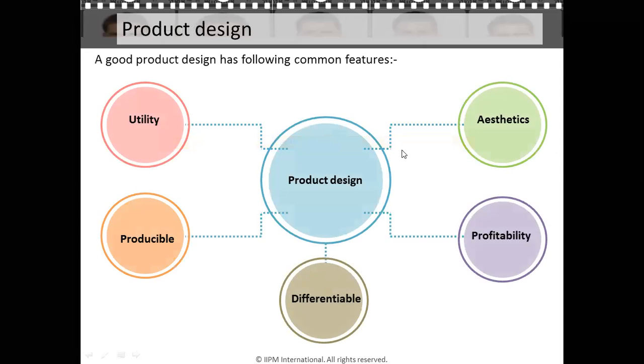So we were speaking about production management, production processes, production design, and all of that before we went on break. So we're going to be continuing with product design. A good product design has the following common features: utility, producible, differentiable, profitability, and aesthetics. By utility, it means that it must have value. By producible, it means that it can be produced. Differentiable means it must be unique, different from other products in the market. Profitability means there should be some margin of profit, and there should be some aesthetics that attract buyers to it.